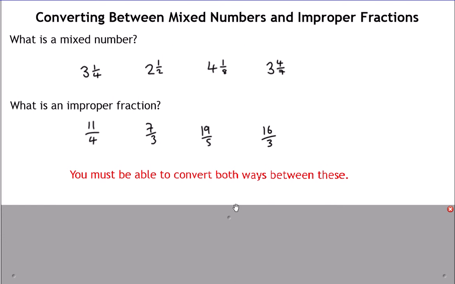Converting between them is quite handy. For instance, you don't go into a shoe shop and ask for a size 11/2. 11/2 is the same as 5.5. Okay, so you've got to be aware of context. In maths, it's fine to work with top-heavy improper fractions, but in real life, we don't.